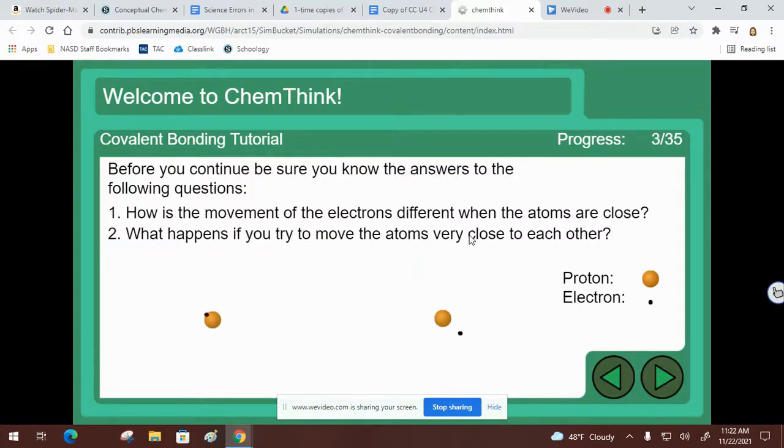Before you continue, be sure you know the answers to the following questions. How is the movement of electrons different when the atoms are close? And what happens if you try to move the atoms very close to each other? When they're close, the electrons bounce back and forth between the two atoms. But if you try to move the atoms very, very close, they won't get closer, and the second atom will just move away to keep the same short distance between them. Answer the next question.